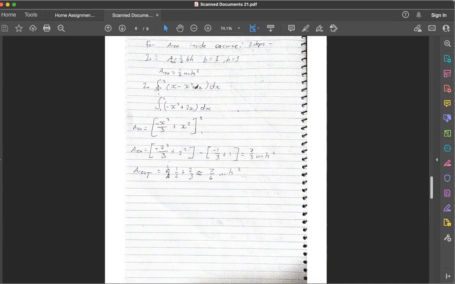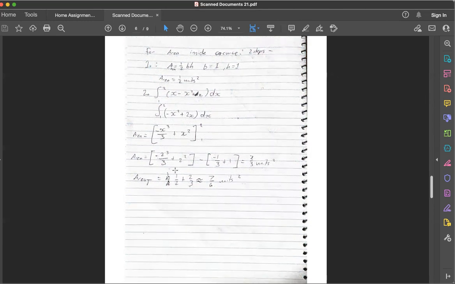For step 2, what we do is we take the integral of y1 plus y2 dx, which we can then rearrange. We'll get this equation here, and then we can integrate, which gives x cubed on 3 plus x squared, with 2 and 1 to be subbed in, which is done here, which we again see equals 2/3 units squared.